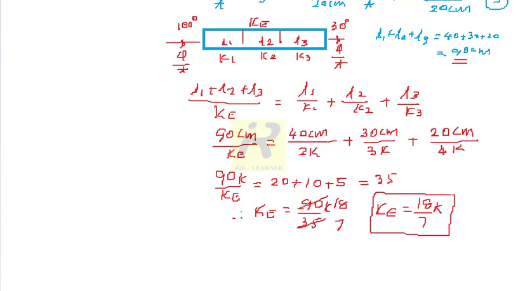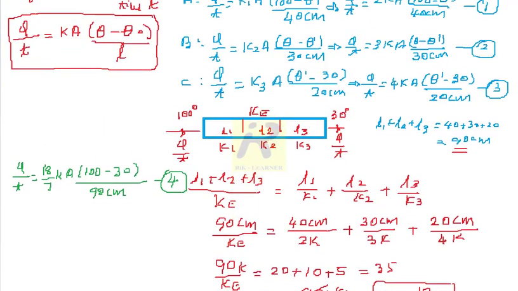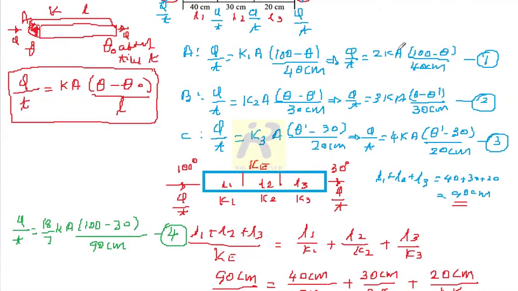Now I write the rate of flow in the form of an equation, that is Q divided by T is equal to the thermal conductivity of this single rod, which is now 18 divided by 7 K. The area of cross section still remains the same, A. The temperature difference will be 100 minus 30, and the total length of this rod is L1 plus L2 plus L3, that is 90 centimeter. I call this equation number 4.